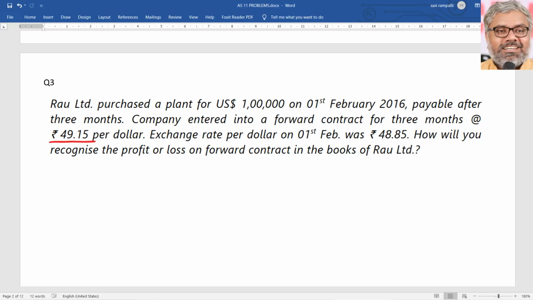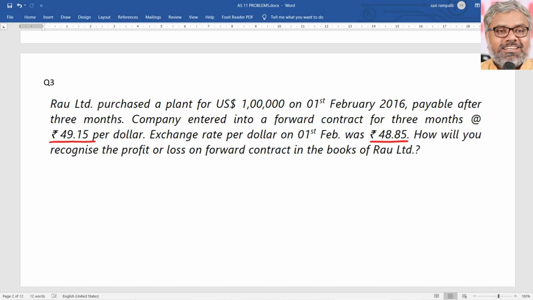But the exchange rate per dollar on 1st February was 48.85. How will you recognize the profit or loss on the forward contract in the books of Rao Limited? We will discuss that, but first understand this forward contract also, because there are numbers and an example in front of us, so we can understand this.